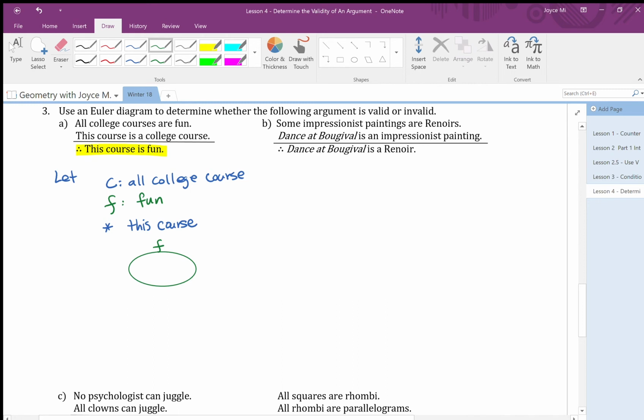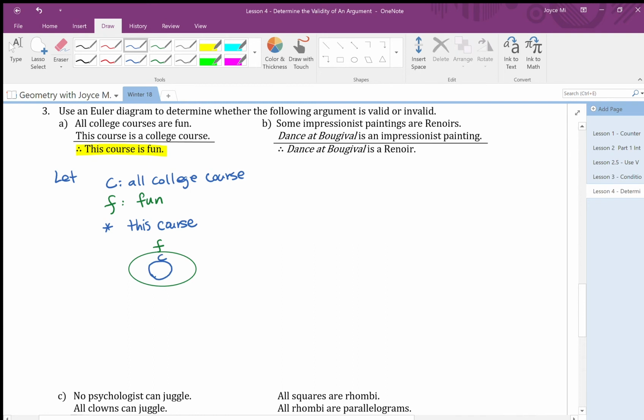Now I know all college courses are fun. The first premise is about all of them, so fun should include college courses. So C should be inside my F here. This is my C. Let me draw it a little better; I still don't like the circle, so let me draw it by hand. Okay, this is better. C.